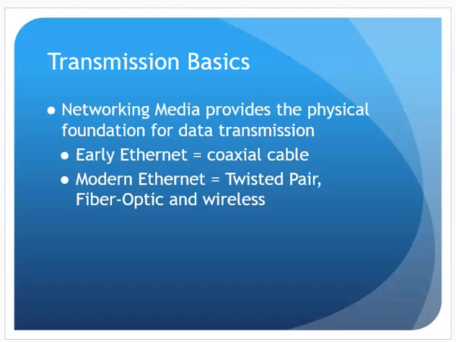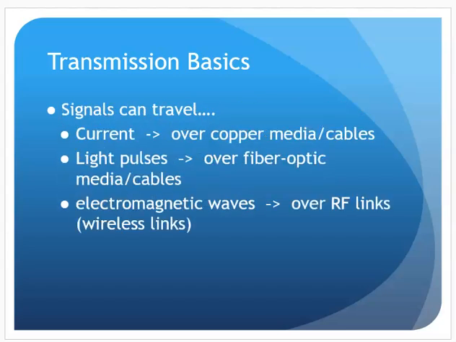Alright, first area we talk about is some transmission basics. We need to remember early Ethernet networks used coax cable, while modern Ethernet networks use twisted pair as well as fiber optic and even wireless. As we transmit signals over copper cabling, it's pulses of electricity or current. A pulse of electricity represents a 1, no pulse represents a 0. With fiber optic cabling, it's pulses of light. A pulse of light represents 1, no pulse of light represents 0.